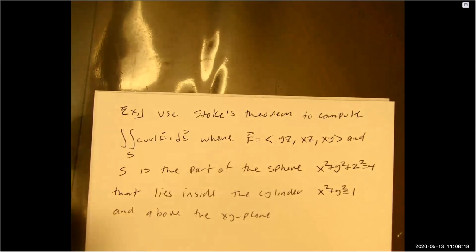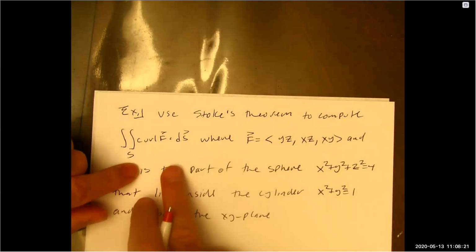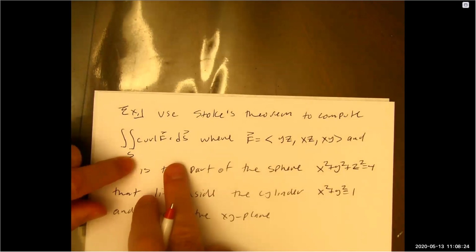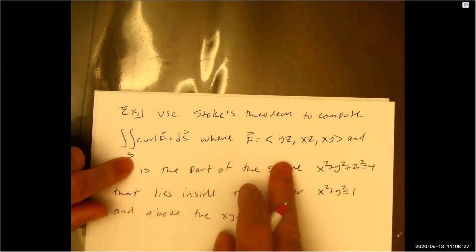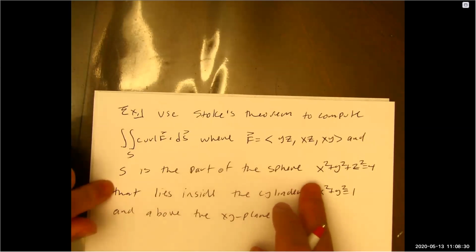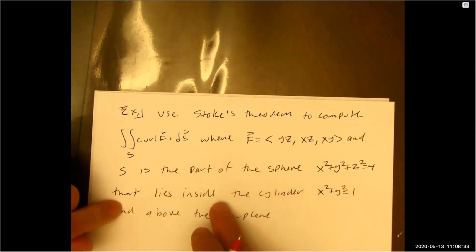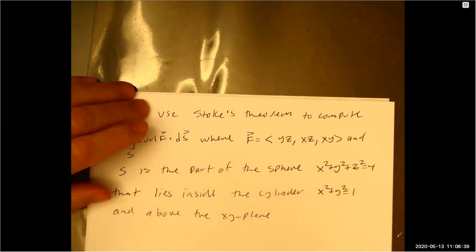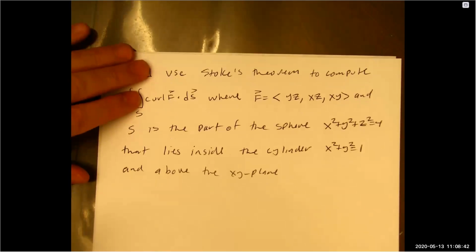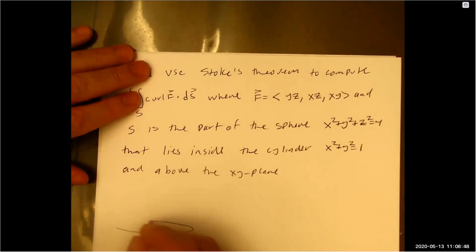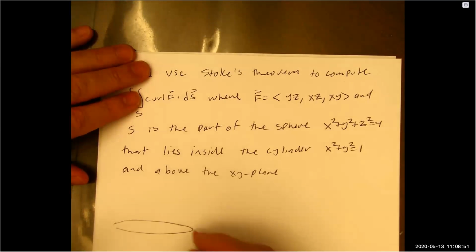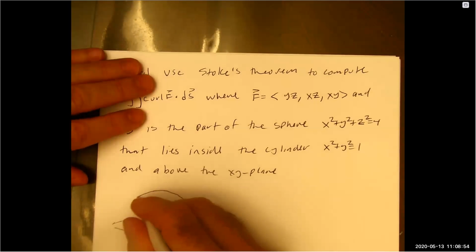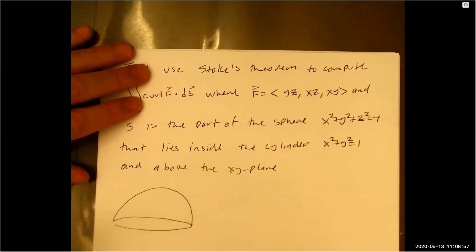All right, so we're going to use Stokes' theorem to compute the curl of F dot N dS, where F is this vector field, and S is the part of the sphere X squared plus Y squared plus Z squared equals 4 that lies inside the cylinder X squared plus Y squared equals 1 and above the XY plane. So let's start out by graphing what the surface looks like. So we've got this sphere, and the radius of the sphere is 2. So there's a picture of my sphere. And then inside the sphere, we've got the cylinder.